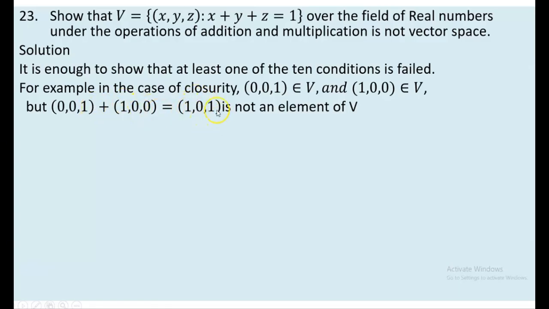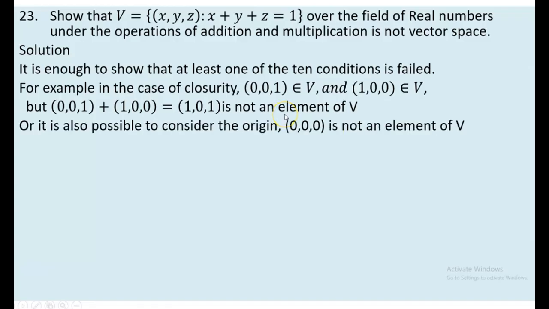So as you see, this is not part of this V, because for an element to be part of this V, the sum must make 1. But if you take the sum here, it will be 2. So this is not an element of V, so closure fails. Because of this, we can automatically say that V is not a vector space.